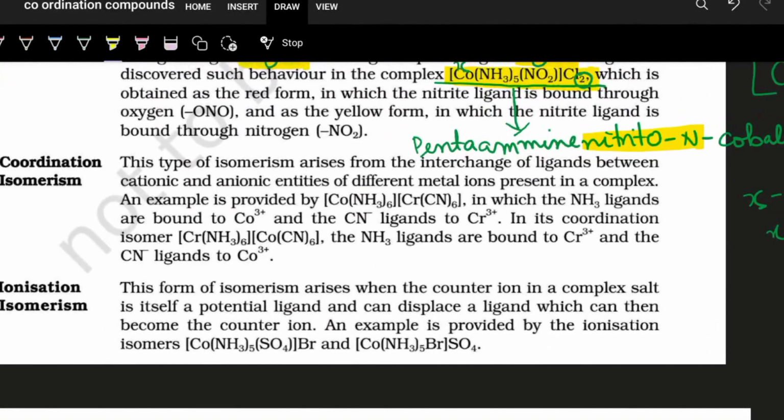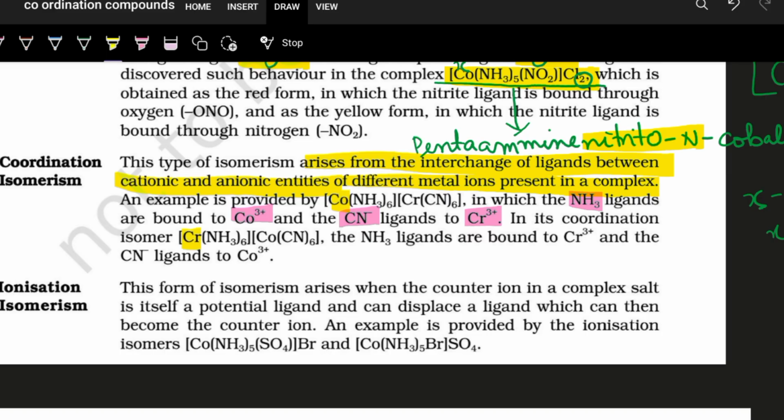Now, coordination isomerism means it arises from the interchange of ligands between cationic and anionic entities of different metal ions present in the complex. Let us see the example. Over here we can see NH3 is bound to Co3+, CN minus is bound to Cr3+. Now, if we try to draw the coordination isomer, just change the position of the central metal and see the ligands are attached to two different metals now.